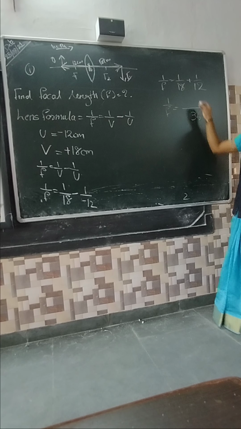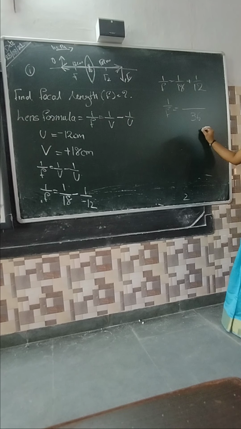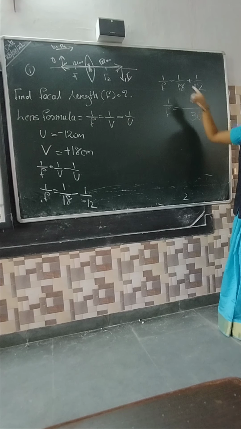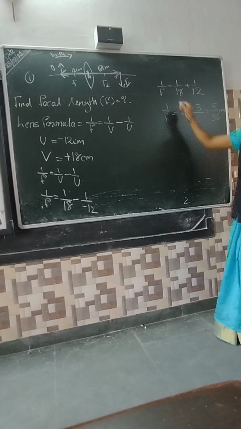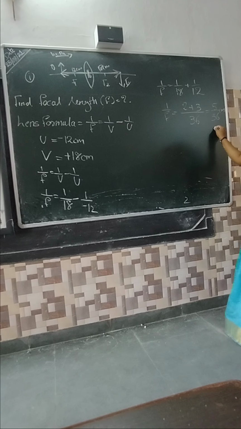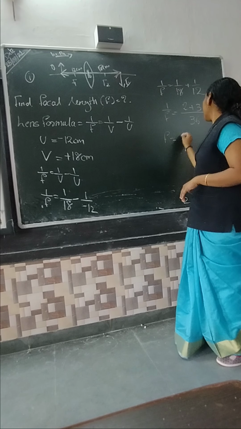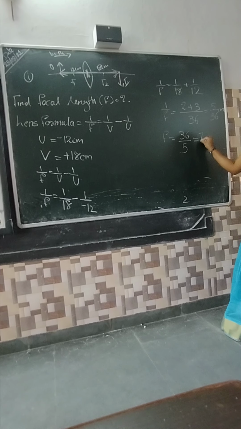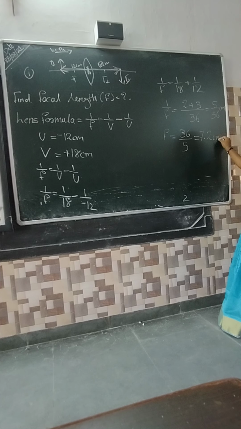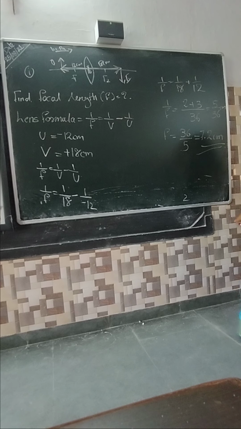1 by f equal to, 18 and 12, LCM is 36. How many times does 18 go into 36? 2. In 12? 3. So you should get the answer 5 by 36. So 1 by f equal to 5 by 36. So f equal to 36 divided by 5. Divide this, you should get the answer 7.2 centimeter. This is the focal length of this convex lens.